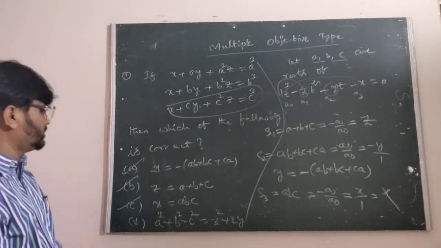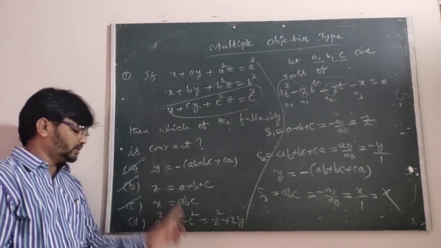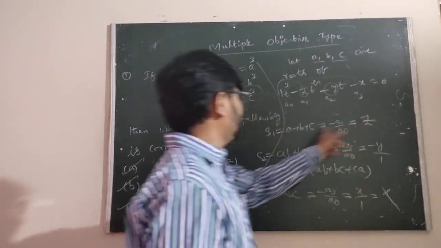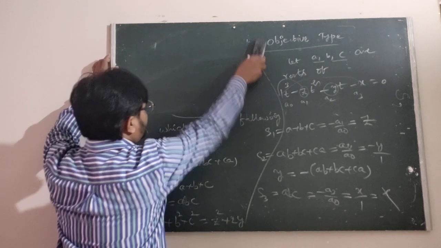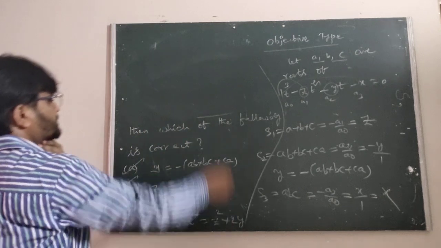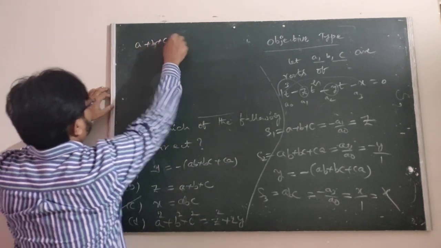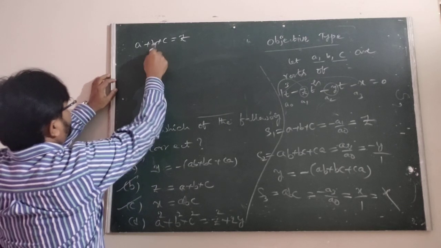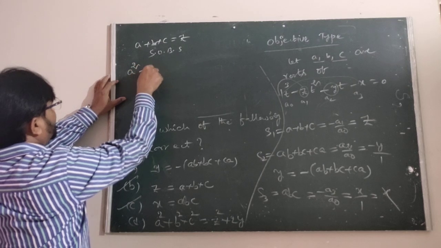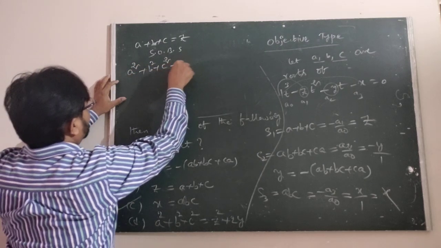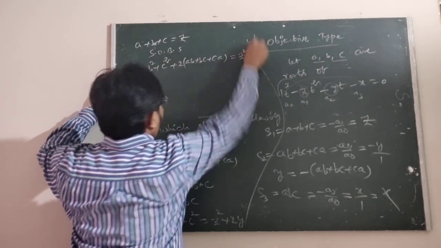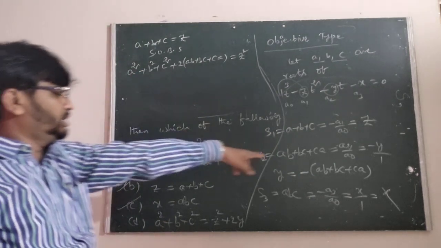Now one option remains, that is A square plus B square plus C square equal to Z square plus 2y. Now we got Z equal to A plus B plus C. Therefore A plus B plus C equal to Z. Now squaring on both sides, this is A square plus B square plus C square plus 2 into AB plus BC plus CA equal to Z square.